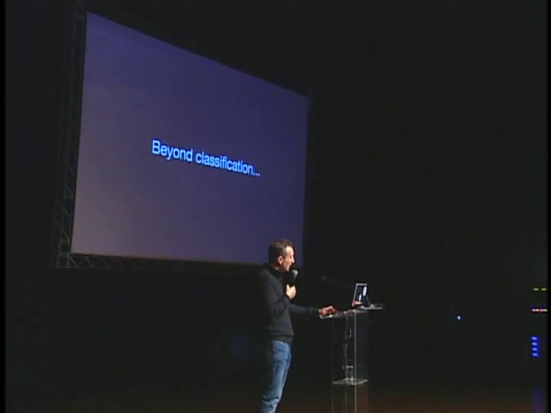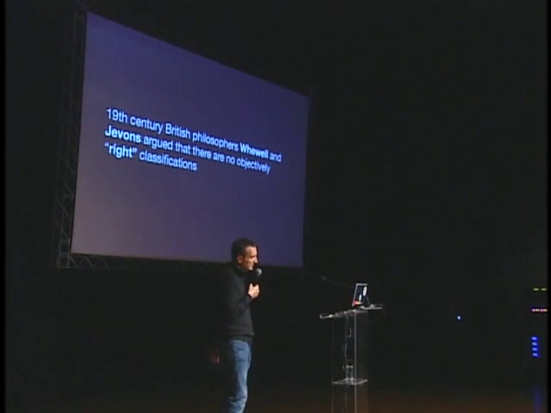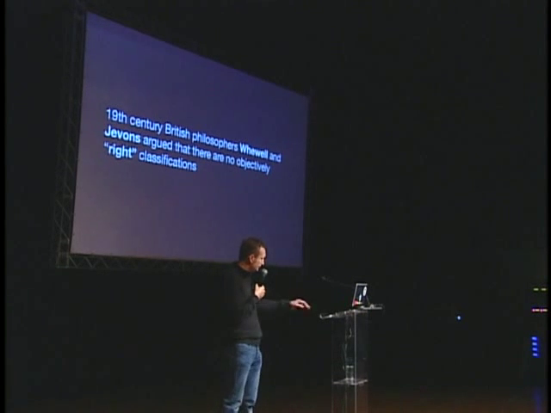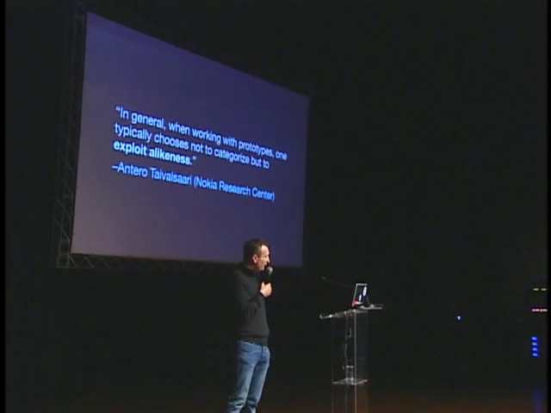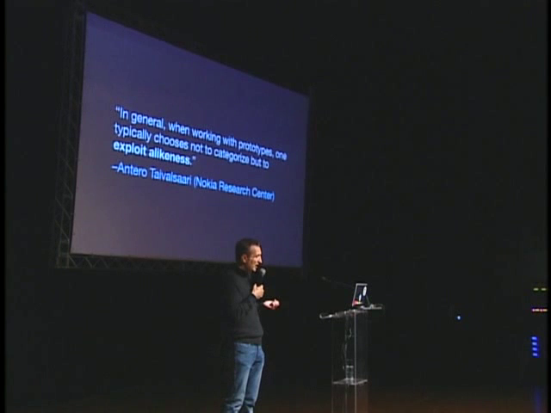So moving beyond classification. Back in the 19th century, two British philosophers, Whewell and Jevons, argued there are no right classifications. This is kind of what I talked about before. You can't really classify objects with any degree of confidence. And in fact, it's been said that prototypal inheritance is not about types, not about categories. It's about common behavior and just identifying common behavior and sharing it around.